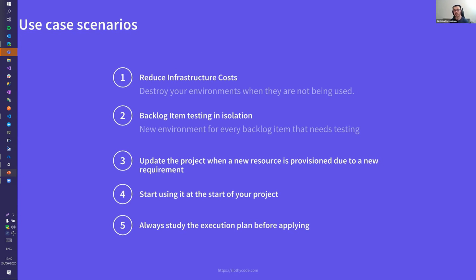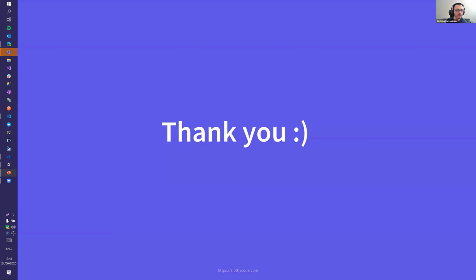Backlog item testing in isolation. A new PBI is developed, spin up a new environment, have QA test it. It's not as simple as it sounds, but with Terraform, it's easier to do, and using Docker, of course. As mentioned before, update the project. When you add a new resource, start using it at the start of the project. Oh, and study the execution plan.